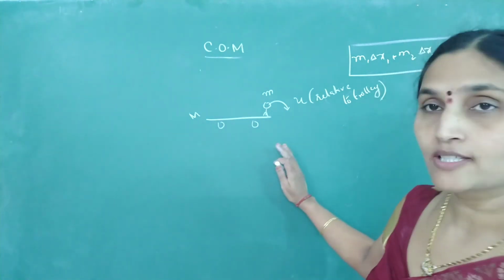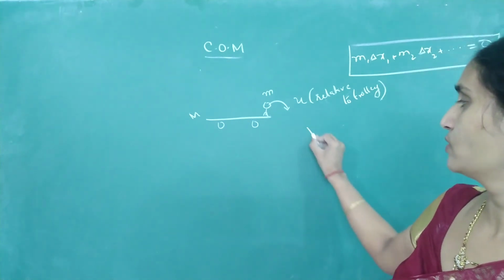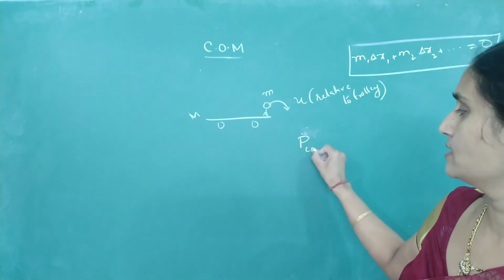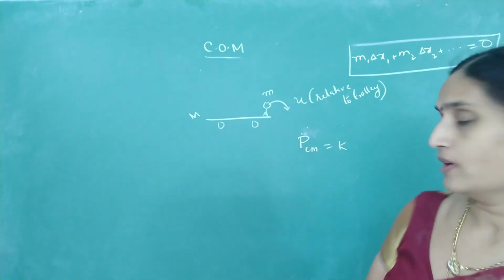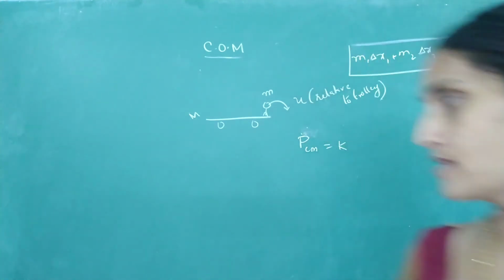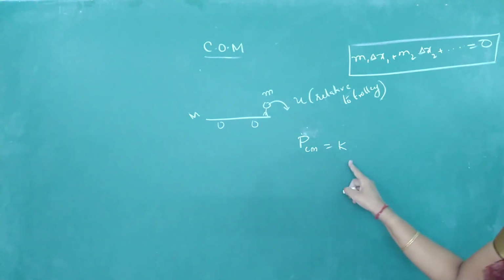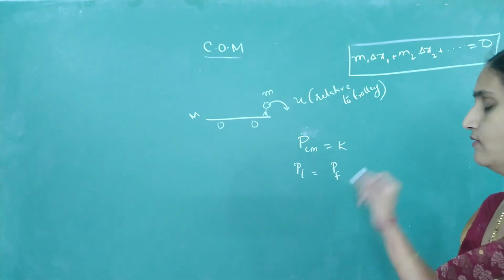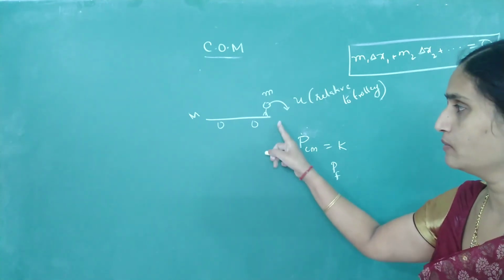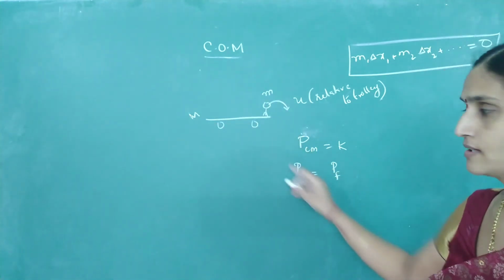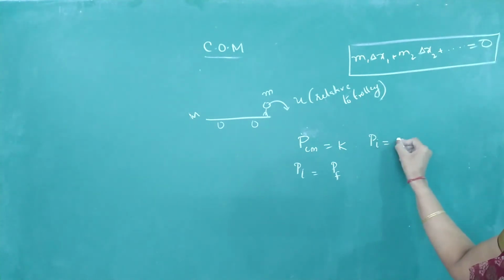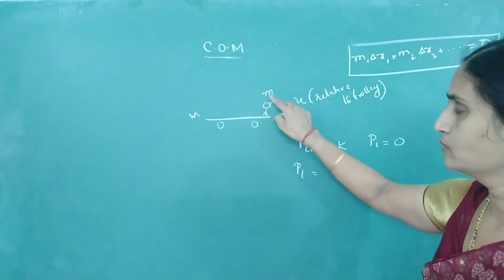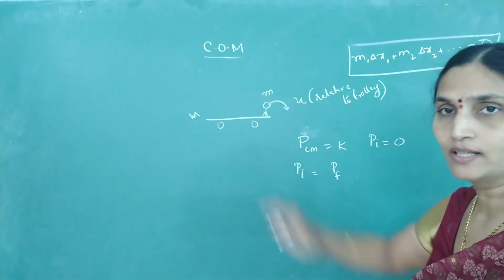See, for such type of questions, again the same concept: there is no external force, so momentum of the center of mass should remain constant. When there is no external force, momentum is constant. We can write total initial momentum should be equal to total final momentum. Initially before jumping, the whole system is at rest. So what is the initial momentum of the system equal to? 0. Final momentum. Okay, I want the momentum of the boy plus the momentum of the trolley.